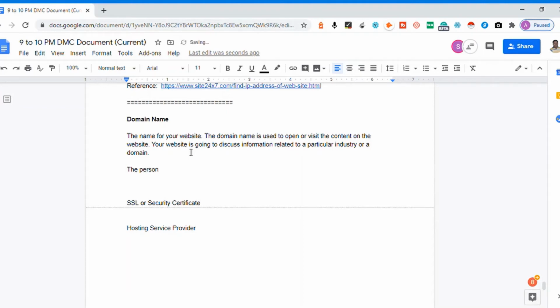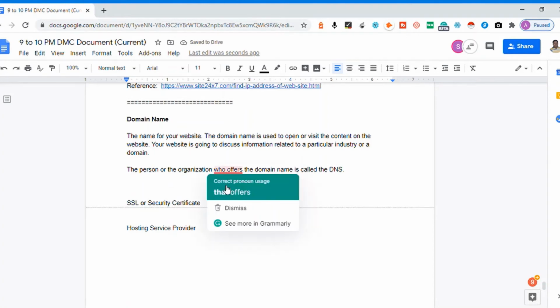The person or the organization who offers the domain name is called the DNS, which is nothing but domain name service providers. So you can go and register your domain name.